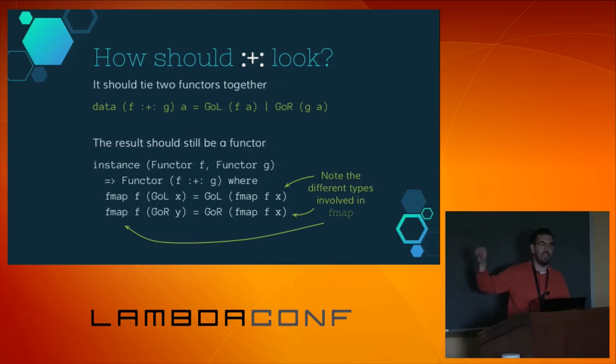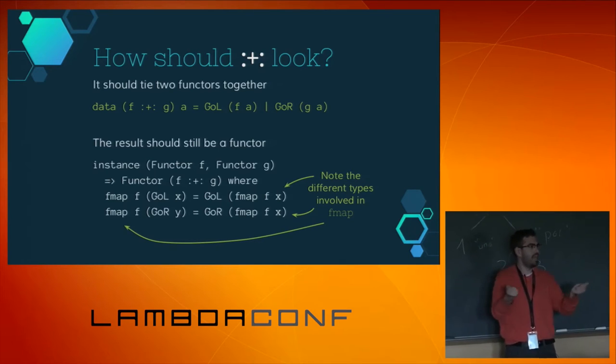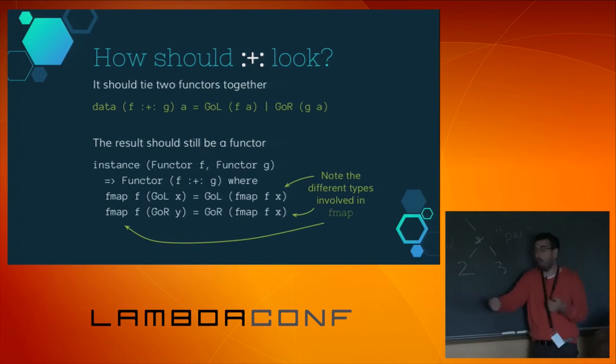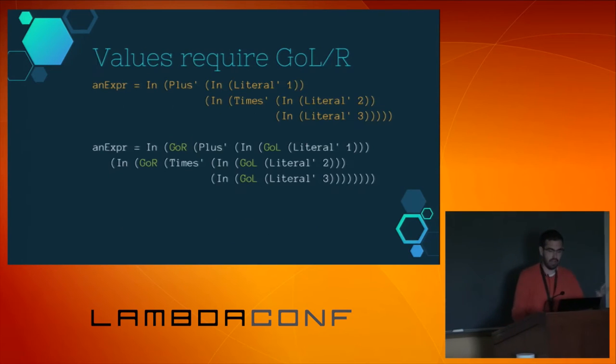But this tells us that if we have two functors and we compose them with plus, we have a new pattern functor. So we can still compose it with another plus, or we can do our fixed point, or we can do our tagging. So we are still in the same kind of thinking.